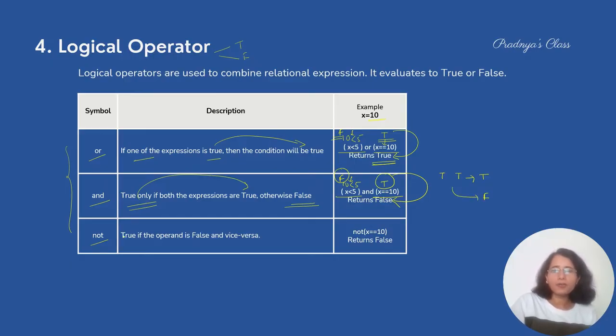And the last logical operator is NOT. NOT will reverse the value. If it is true, it will become false. If it is false, it will become true. Let's check with this example. The expression is getting evaluated as true as the value of x is 10. And NOT of T means F. So we are getting the result as false. In this way, we studied the working of three logical operators. It is used to combine two or more relational expressions. If you have two or more conditions to check, and then you have to perform some action, that time we can use the logical operators.